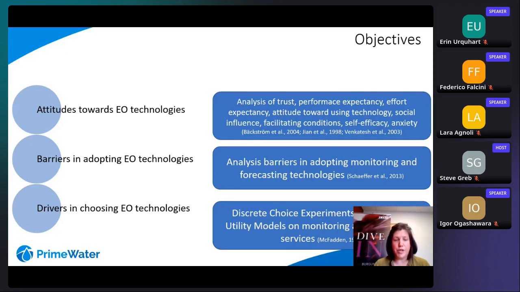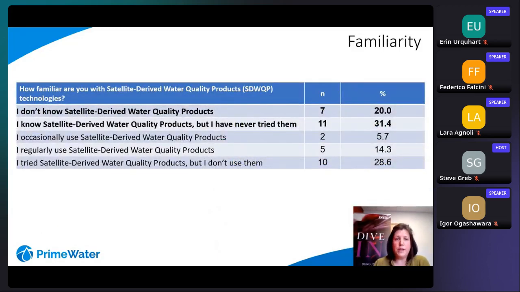In order to reach this objective, we built a survey by questionnaire, and at the moment what you will see are the preliminary results based on a sample of 35 end users that we collected during the multi-user panels organized in the context of the Prime Water project. As shown in this table, the sample is pretty much divided into people who don't know these products at all, or know them but never use them, and people who have a different level of experience with the products.